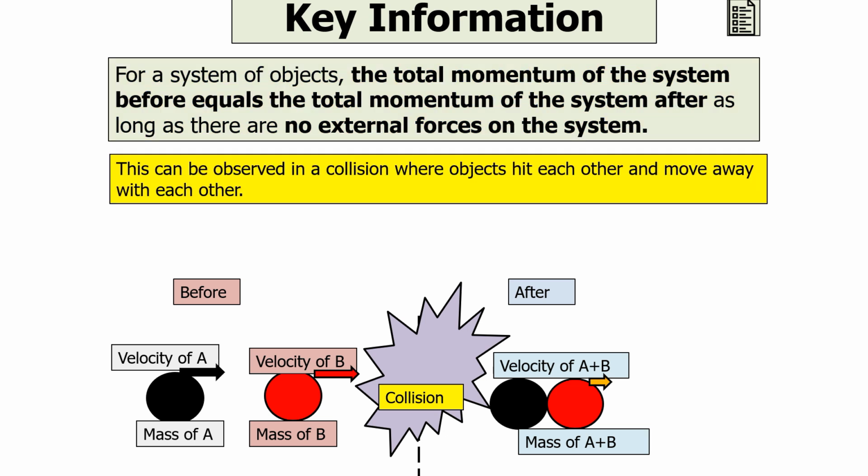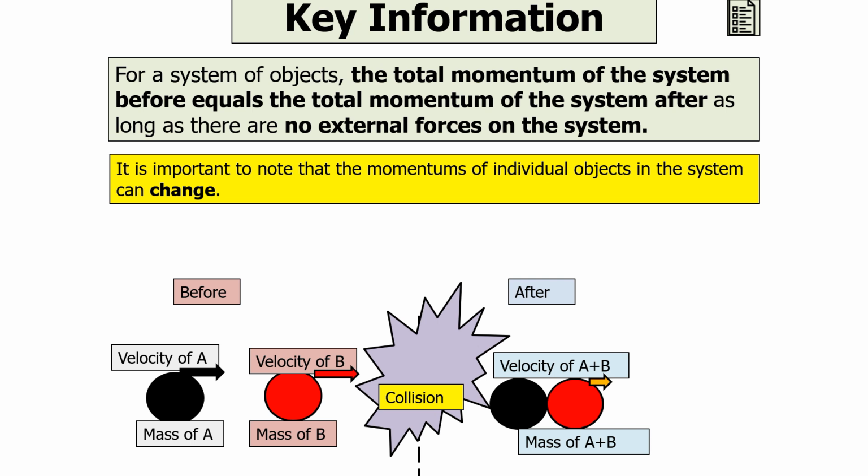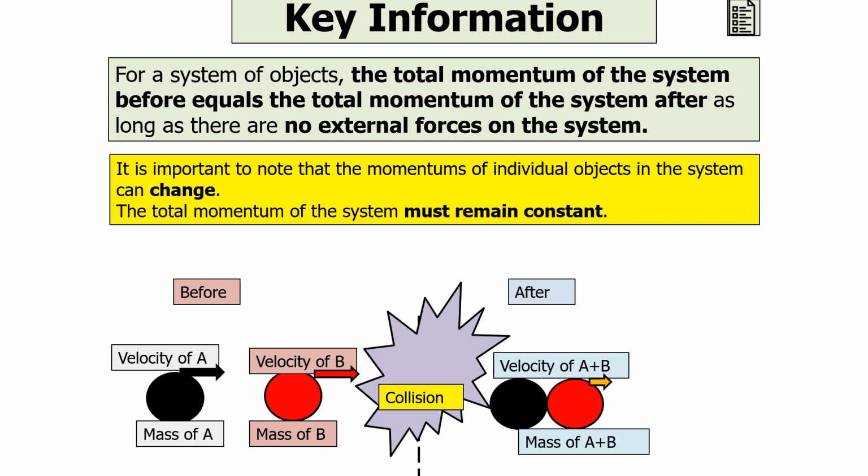Now, this can be observed in a collision where objects hit each other and move away with each other. Or we can consider any system which has at least one dynamic object before contact a collision. Now, it's important to note that the momentums of individual objects in the systems can change, but the total momentum of the system must remain constant.